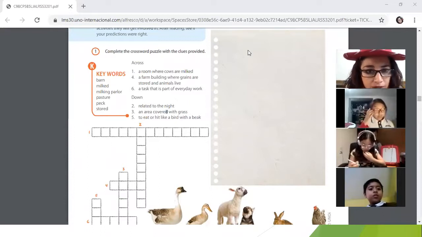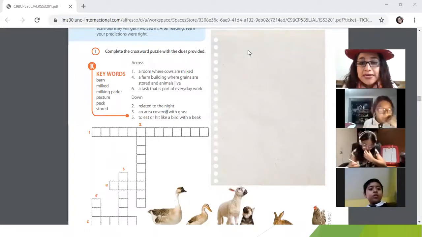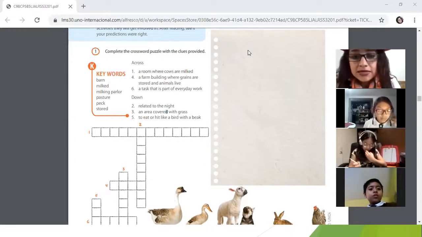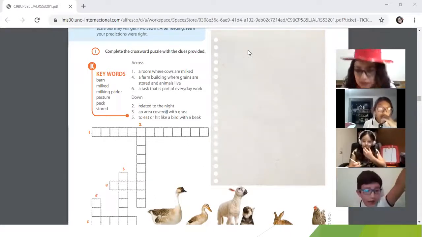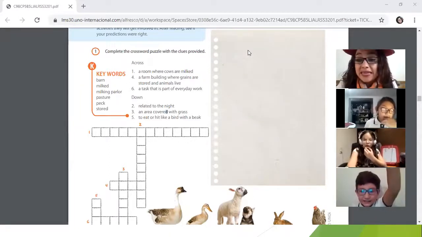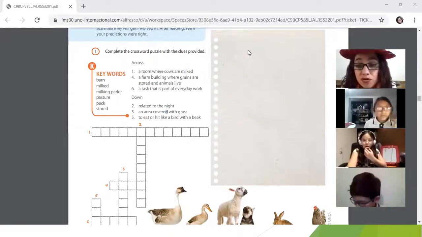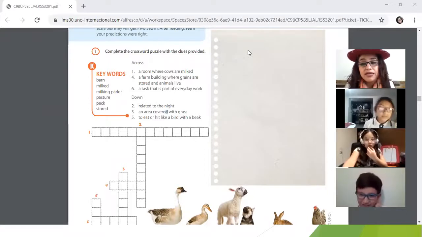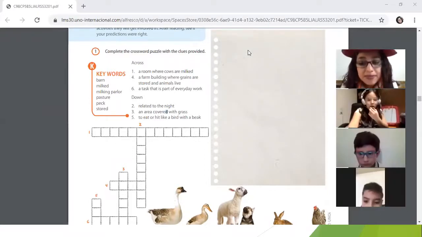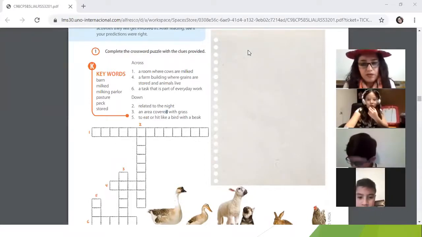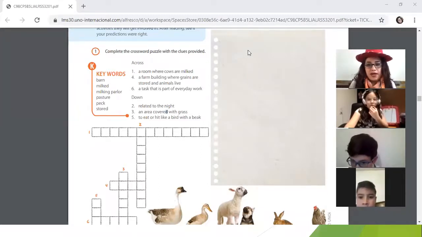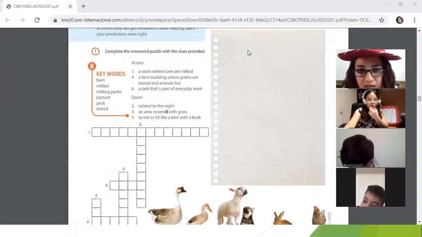Number five. To eat or hit like a bird with a beak. What is it? Beak. Can you write it? Beak. Excellent, Kevin and Vianney.